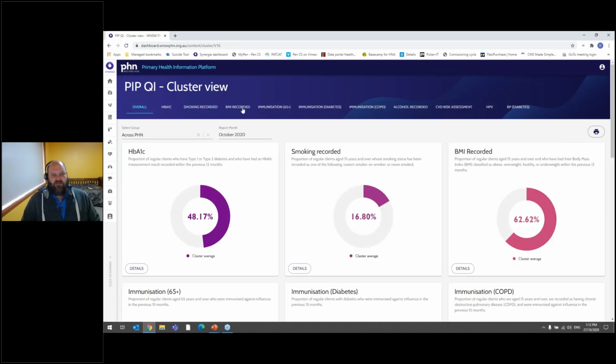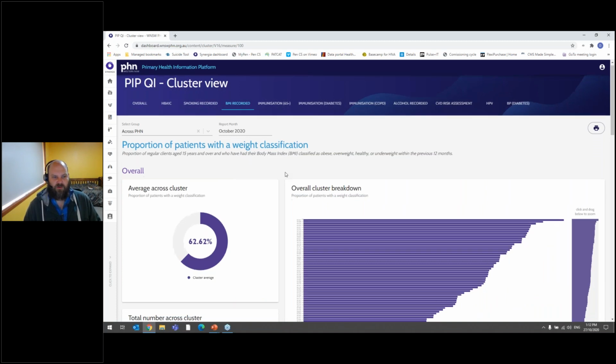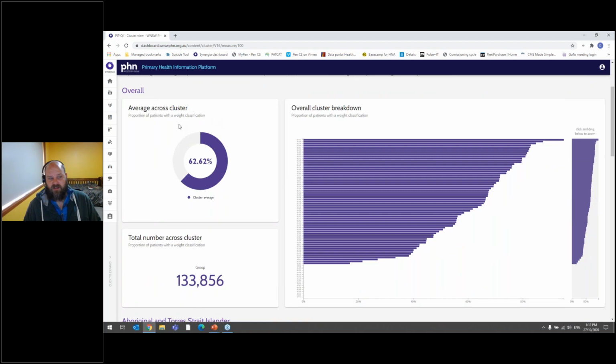The next process indicator that we have here is those that have had a BMI recorded. And we're doing actually quite well across the PHN here, just shy of 2/3 of our patients having that question asked and having that data put into the system.